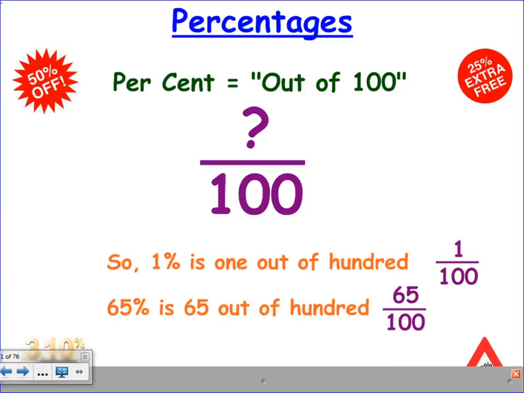So when we look at 1% of something, all I'm saying is I've got this fraction 1 over 100. When I say 65% of something, all I'm saying is I've got 65 over 100. And we know how to deal with things with fractions, don't we? Yeah, because we did it last week. So let's have a look at them.